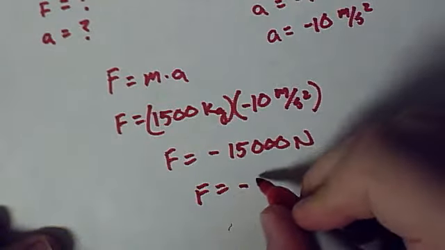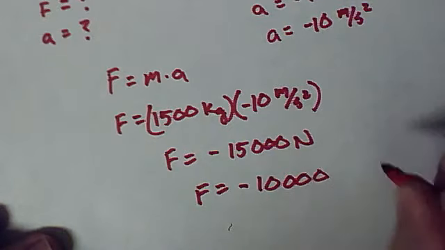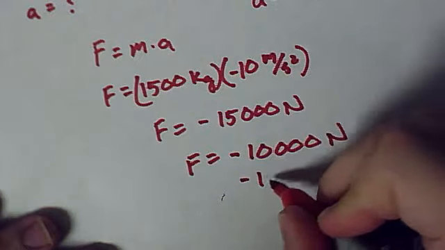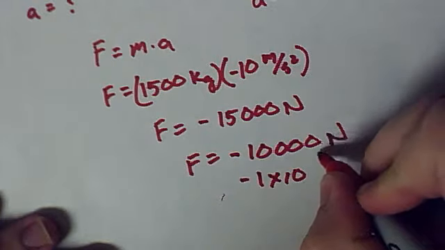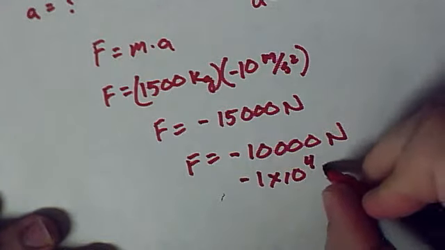Now, if I need 1 significant figure, this would be a force of negative 10,000 newtons, or negative 1 times 10 to the 4th newtons.